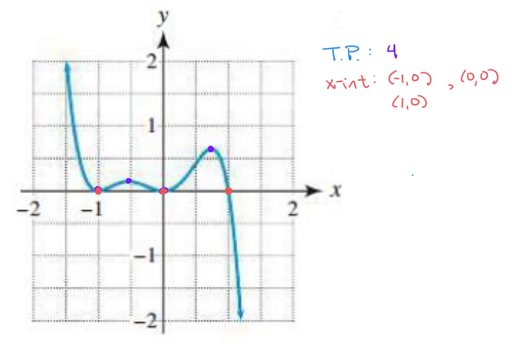We want to know the sign of our leading coefficient. And for our leading coefficient, we look at our end behavior. We have up and then down, which means that my leading coefficient is negative.